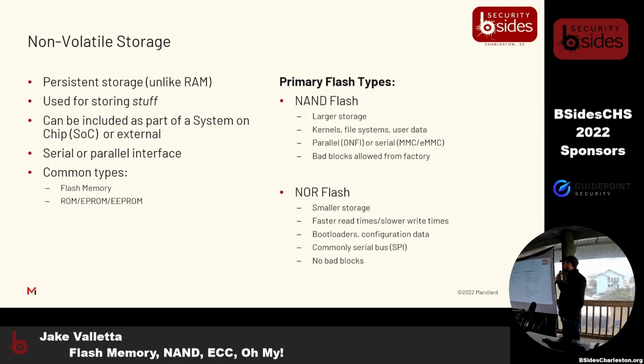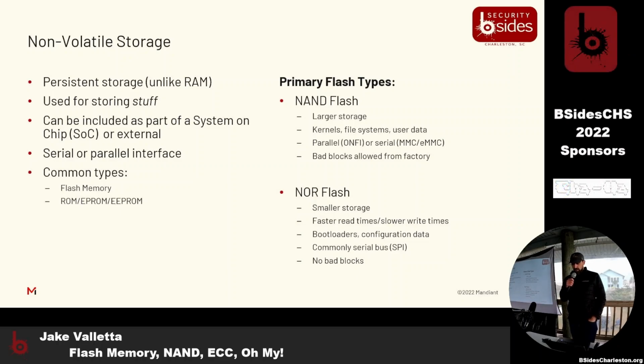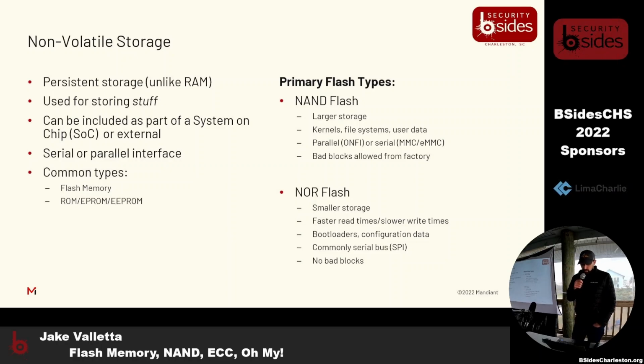Non-volatile storage, right? So in an embedded device, you're going to have to store data somewhere. This is contrasted to something like RAM. RAM is going to be like your memory where things are loaded, and when you turn it off, you lose all that data. There are two main locations or kinds of ways you're going to see this on a device.